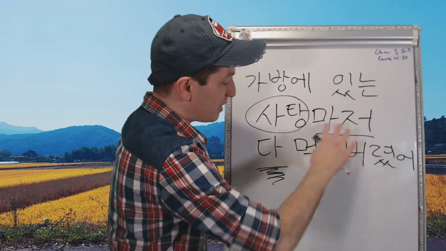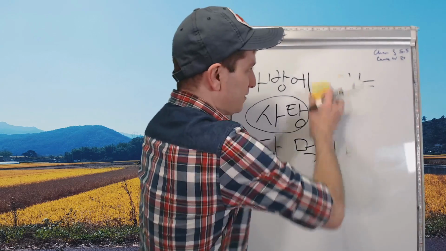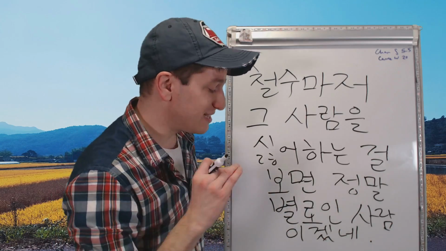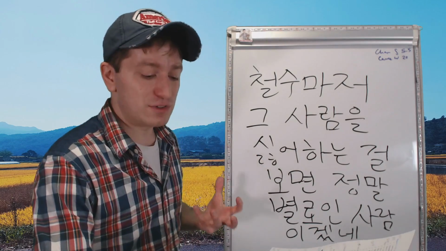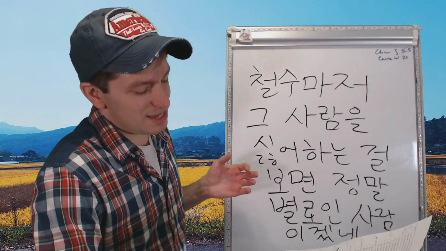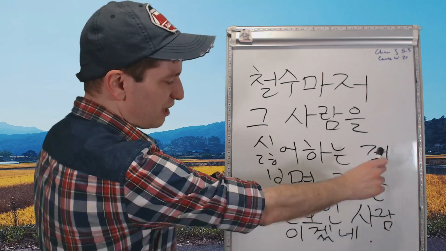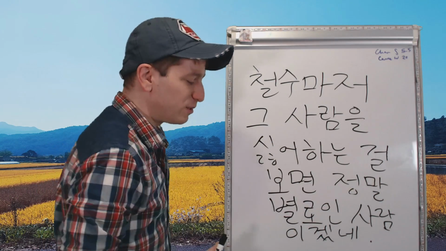가방에 있는 사탕마저 다 먹어버렸어. One more example. 철수마저 그 사람을 싫어하는 걸 보면 정말 별로인 사람이겠네. Seeing as how even 철수 doesn't like that person, they must not be a very good person.